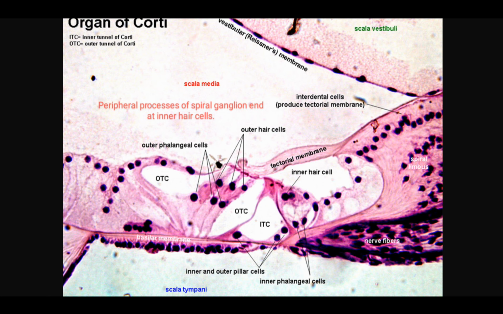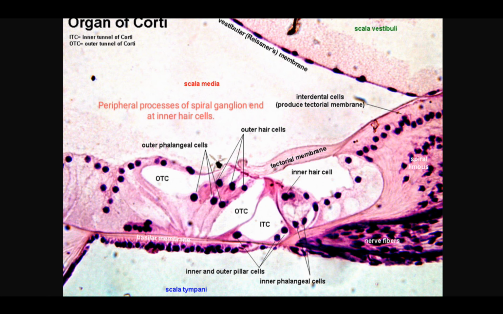Then we have the outer hair cells. Outer hair cells are more in number than the inner hair cells. So inner hair cells are shown here on the right hand side and outer hair cells on the left hand side. Then we have the tectorial membrane. Tectorial membrane is covering the hair cells, extending up to the inner hair cells.